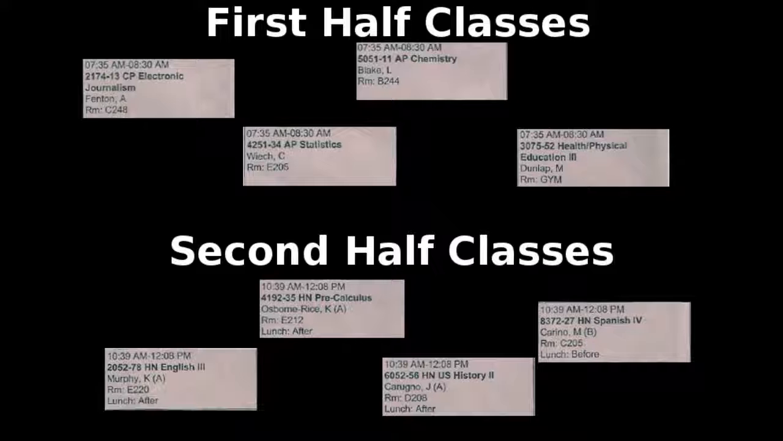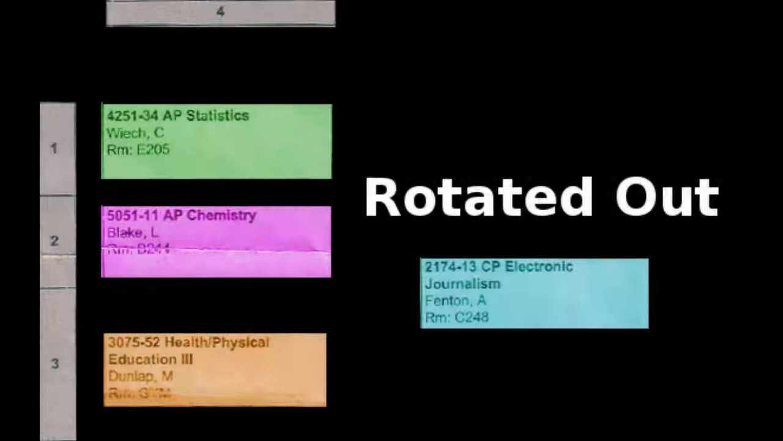Now that we realize this, the explanation will be very simple. Let's ignore the second half for now and only focus on the first. Starting from Day 4, you have 3 classes that go in a particular order and 1 that you don't have at all. We'll consider this class rotated out. Now watch what happens when we move on to Day 3.